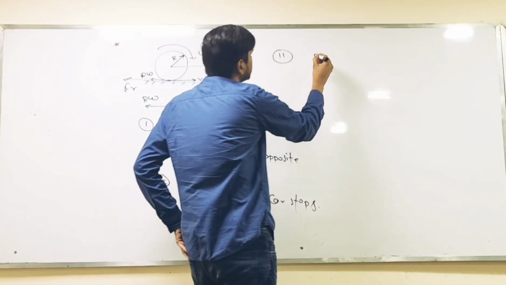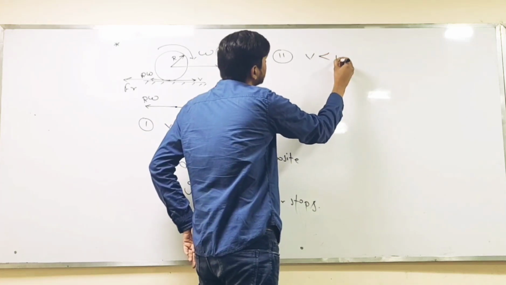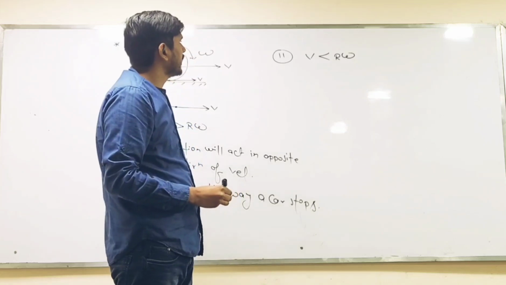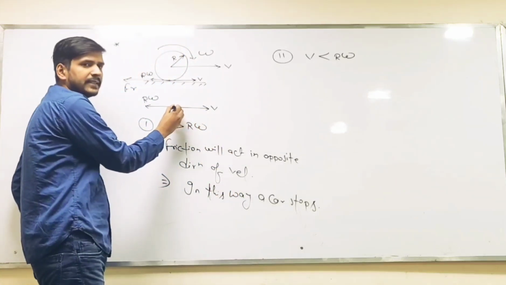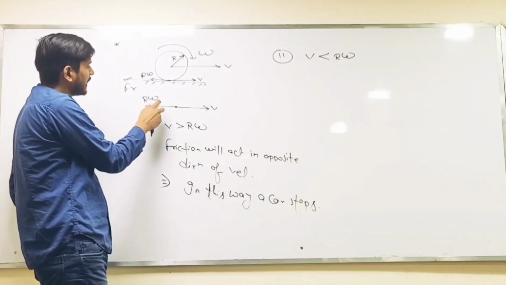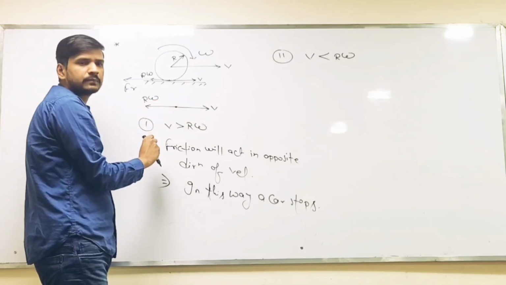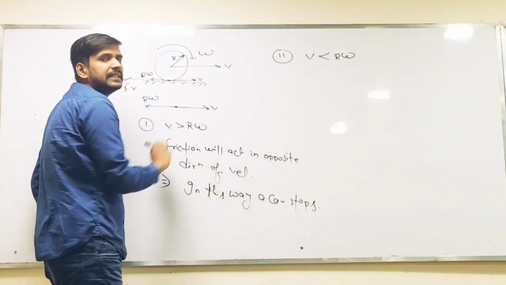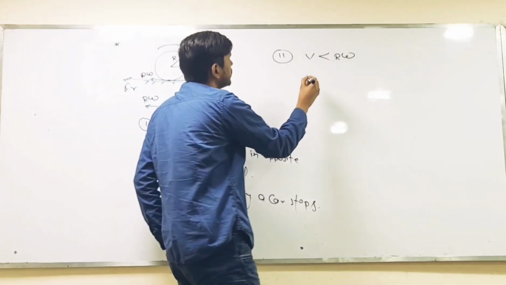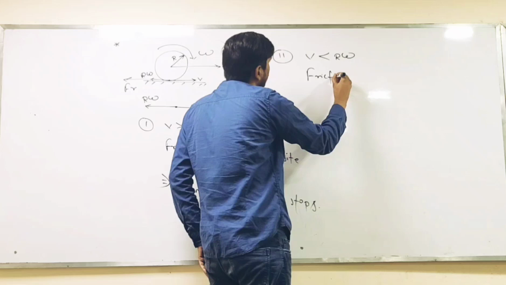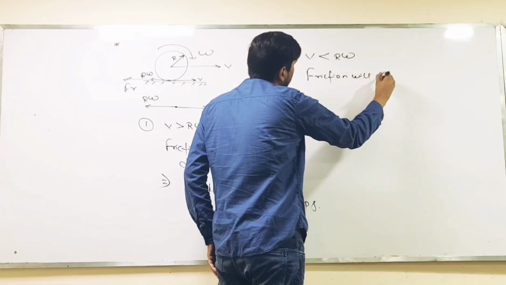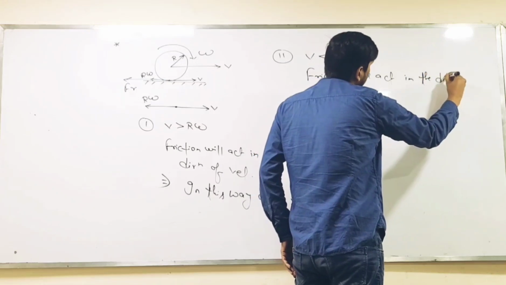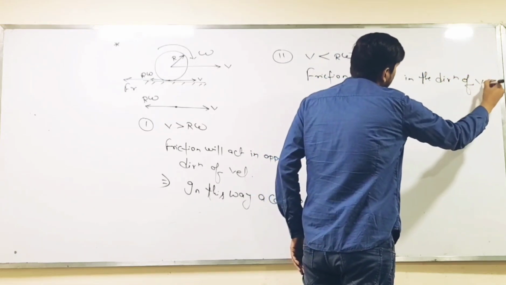In second case, v is less than r omega. When v is less than r omega, this point has resultant velocity in this direction because r omega is more than v. And as this point is moving in this direction, friction will act in this direction. So friction will act in the direction of velocity.